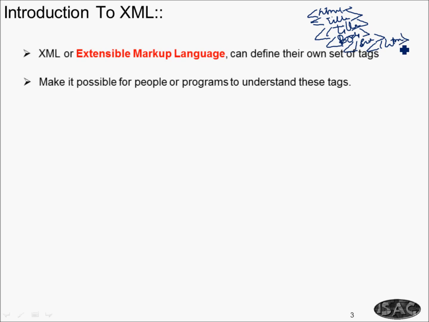Now these tags are predefined in HTML. So you cannot put your own tag like book, name, and salary and expect that your browser will understand it. It will not understand it. But if you want to put your own tag like name, like this, then that is where XML comes into the picture, and it will help you. In XML, you can define your own set of tags. It makes it possible for people or programs to understand these tags because they are logical names. We put them like name, book, salary, and so on. So that is the way it goes.